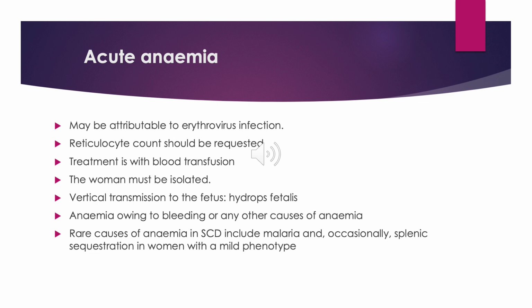Anemia owing to bleeding or any other cause of anemia must be excluded as well. So not every acute anemia is erythrovirus, although it is the most common in sickle cell disease women. However, other causes of anemia must be sought and excluded. Rare causes of anemia in sickle cell disease include malaria, and occasional splenic sequestration in women with mild phenotype.